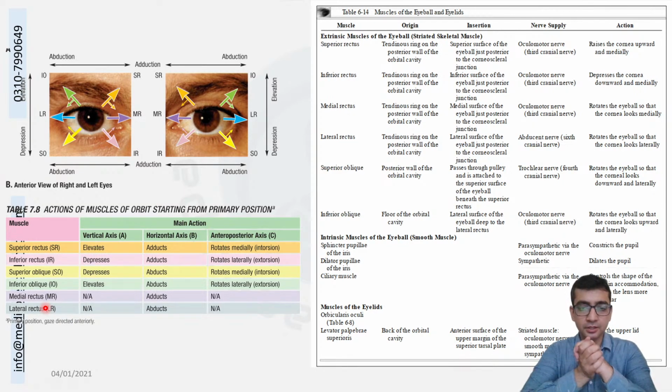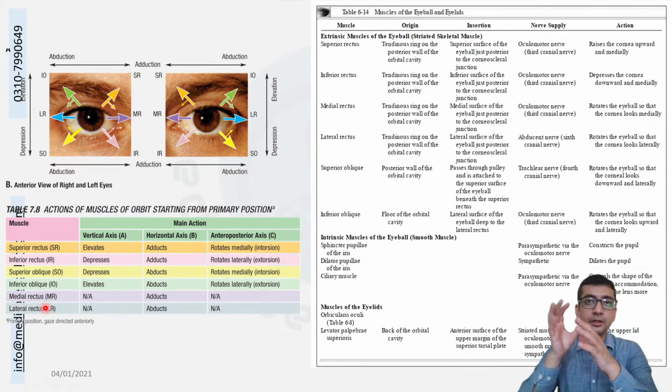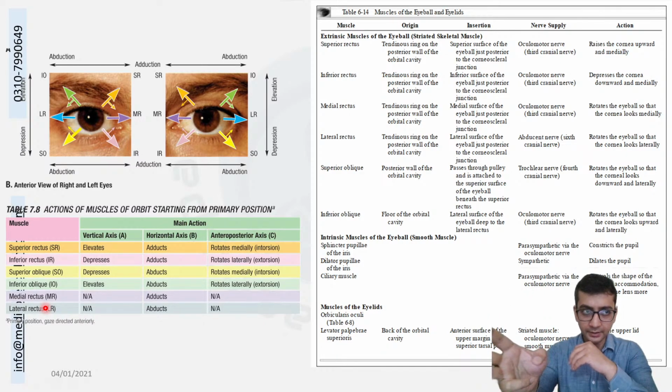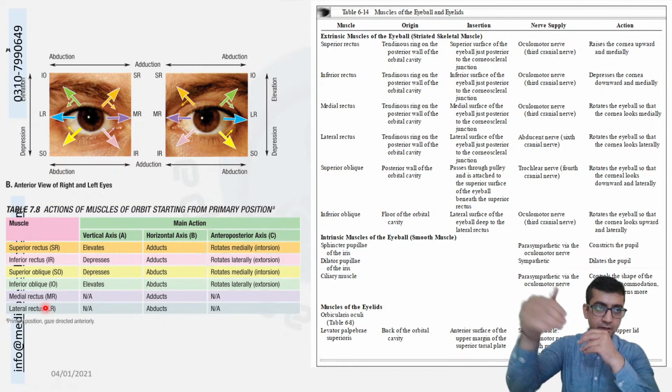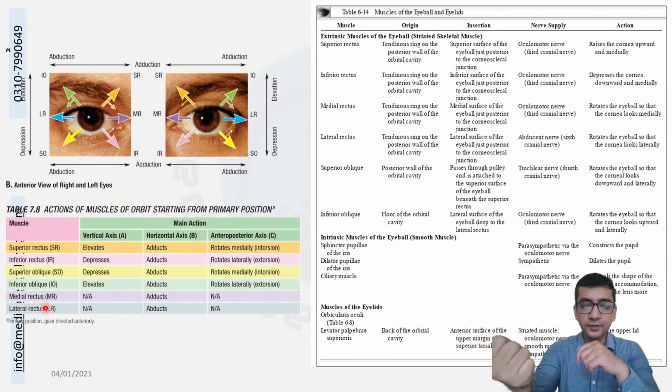About the origin and insertion, the point you have to remember is that four recti are coming from the ring. Superior oblique is coming above the ring, but it turns around the pulley. And the inferior oblique is coming from the floor of the orbit on the medial aspect, anteromedial aspect.